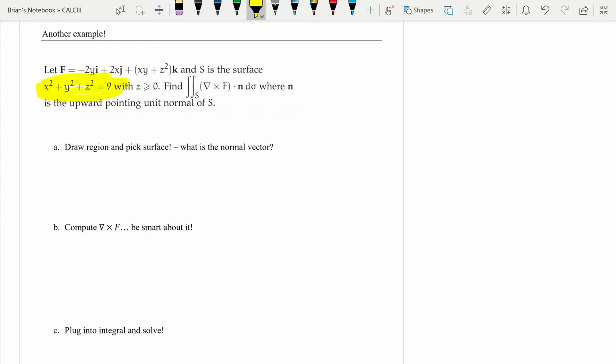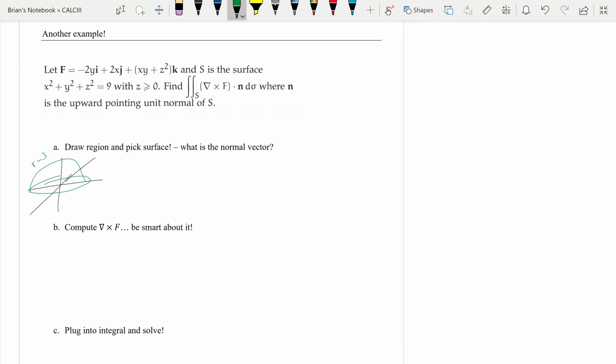So if we think back to our days of drawing stuff in 3D, we can draw this region together, which is just a big sphere. It's a big sphere with a radius of 3, but the problem is that it's only above 0. Because z is greater than 0, it's just a big hemisphere up on the top. I'm not very good at drawing, but you get the idea, with a radius of 3.